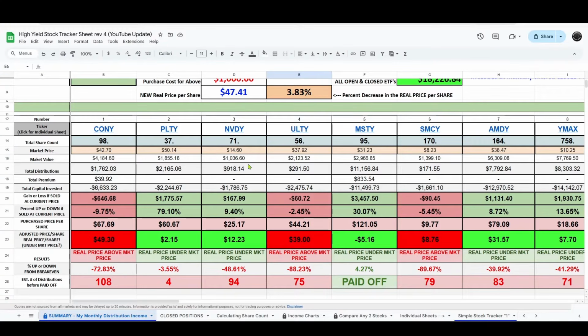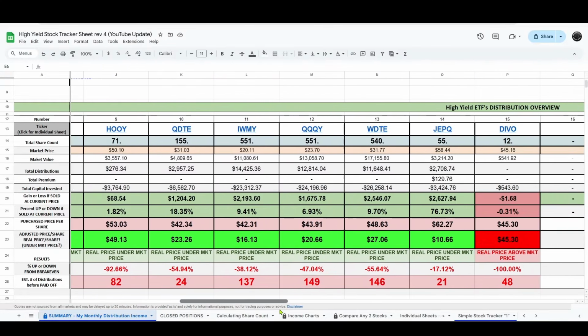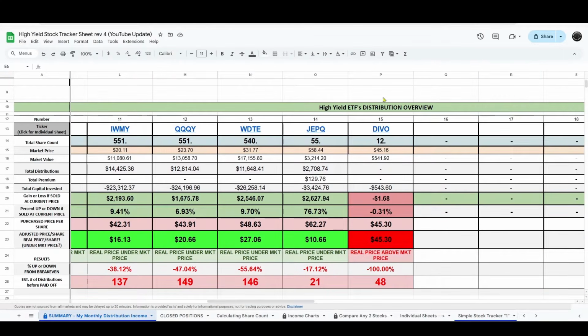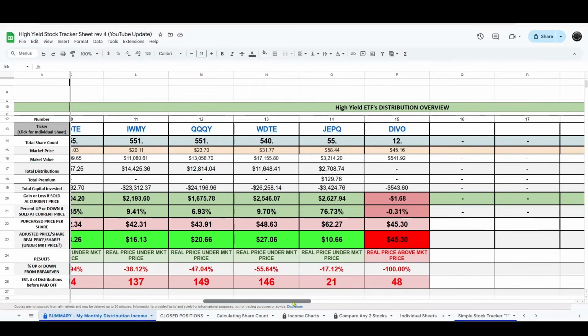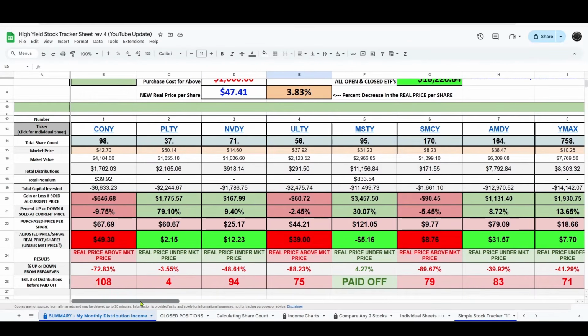So today we're going to go over my spreadsheet here, and in my spreadsheet I track each and every one of my high yield ETFs that I own. I own a total of 15 now, as I did add in DIVO, as you can see right here. That's number 15, my newest one that I just entered this weekend. And as you can see, out of the 15, I am only down 4.